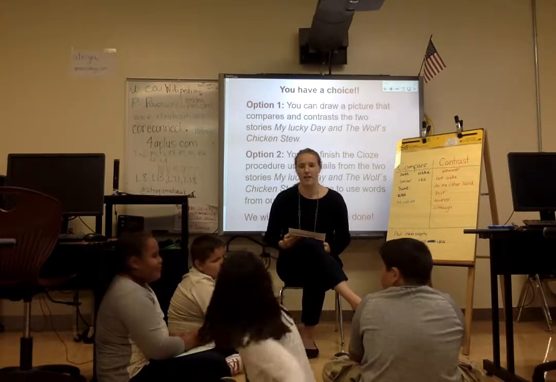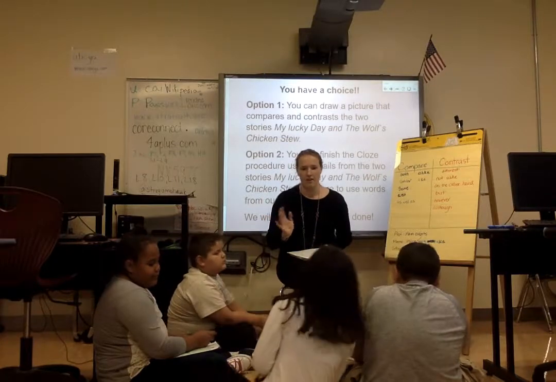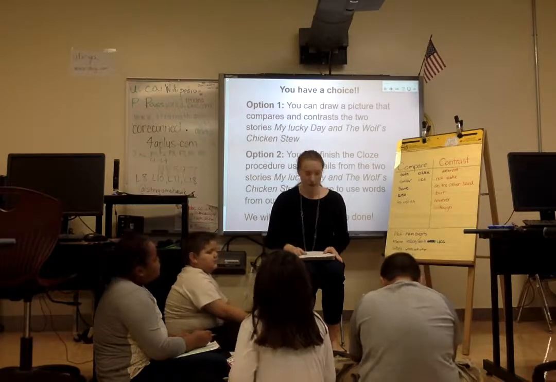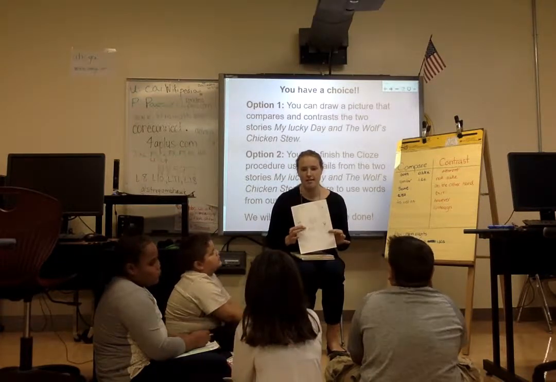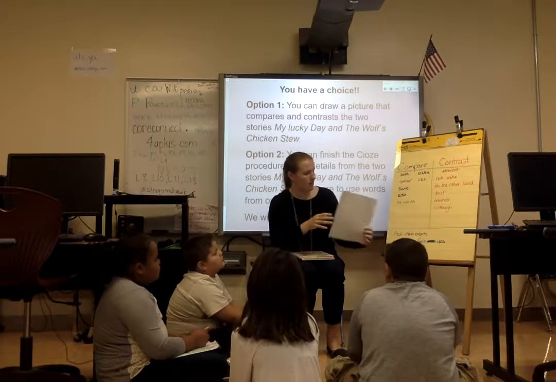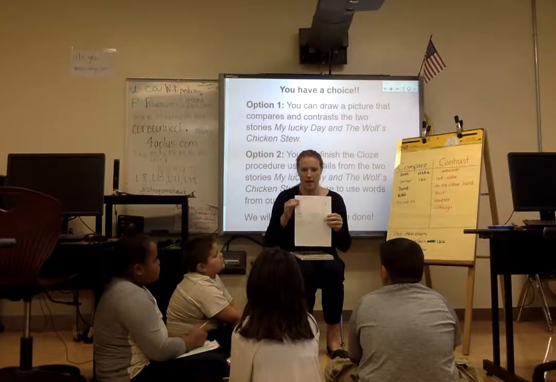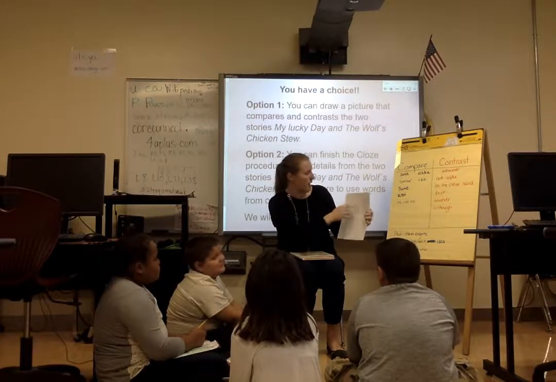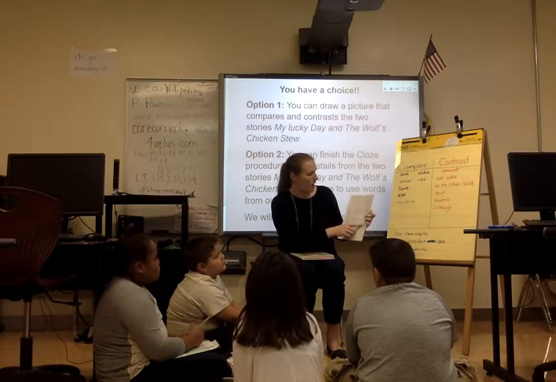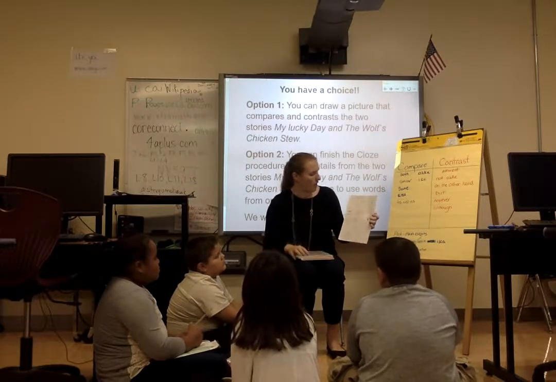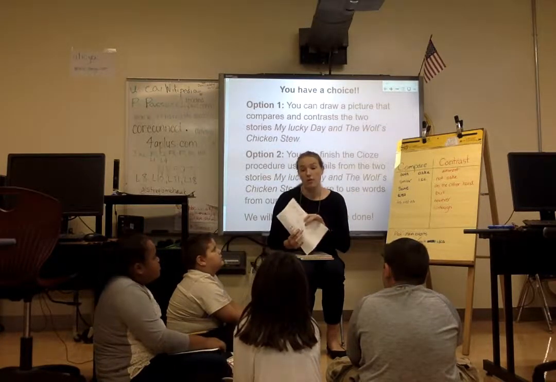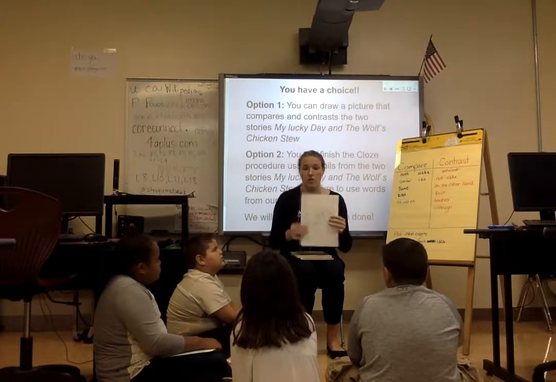I love that you did, because now we have a whole bunch of variety. You know what variety means? It means we have a whole bunch of different things that we can show, compare and contrast. Now, Colston did his, but unfortunately he had to leave a little early. So I'll show his. He did his kind of like a Venn diagram. On one side, he showed that in My Lucky Day, there was a pig and a fox, but in the Wolf's Chicken Stew, there was a wolf and a chicken, but in both stories, the characters were farm animals. So he showed that in his drawing.